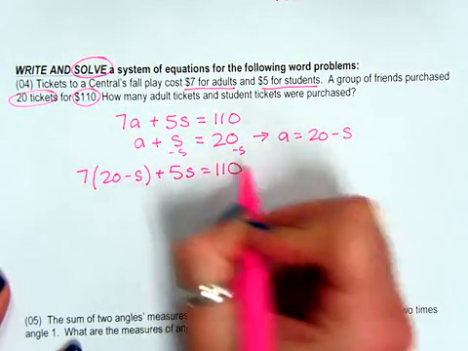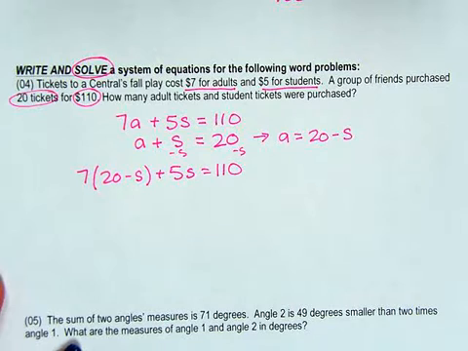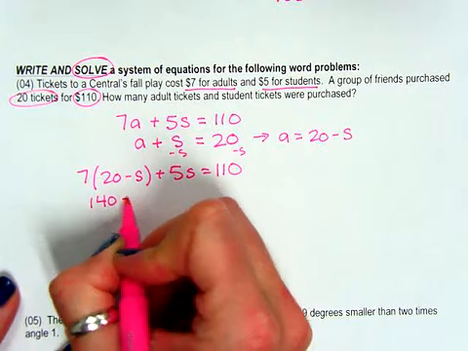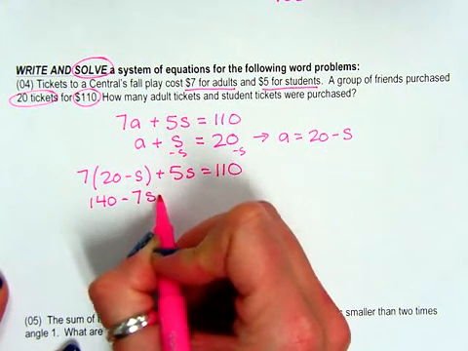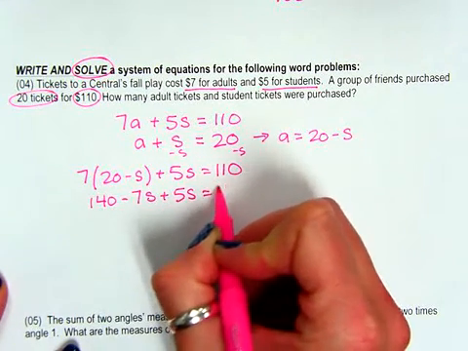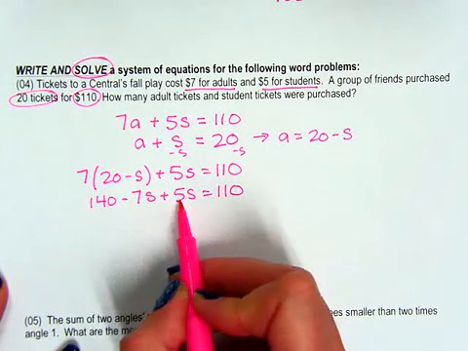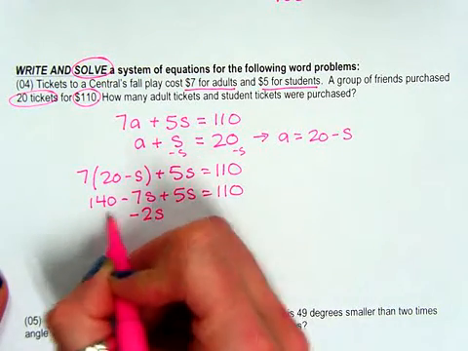In the top equation. Now I need to distribute. So 7 times 20 is 140, and this is -7S plus 5S equals 110. Now collect like terms. So -7, +5, that's -2S.